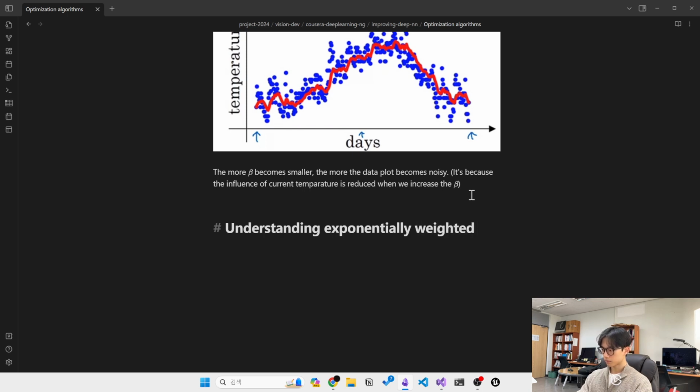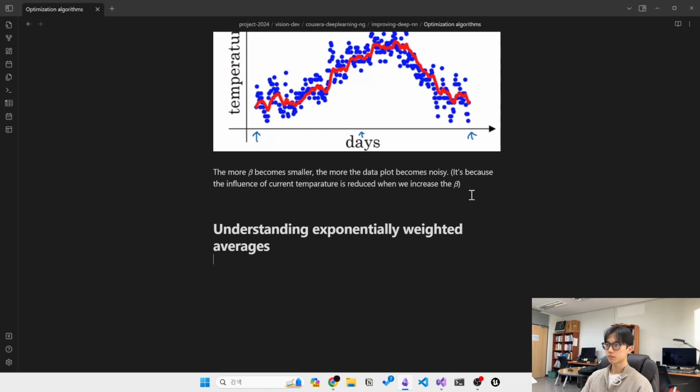And so if beta equals 0.9, you got the red line. If it was much closer to 1, if it was 0.98, you get the green line. And if it's much smaller, maybe 0.5, you get the yellow line. Let's look a bit more at the math to understand how this is computing averages of the daily temperature.